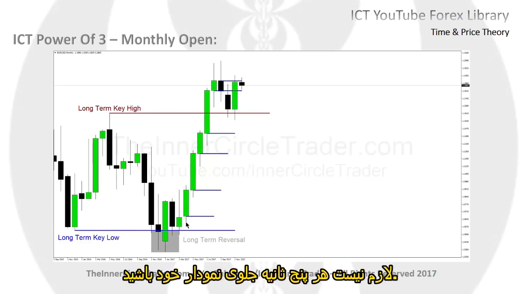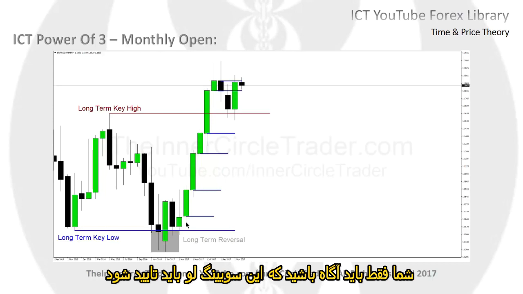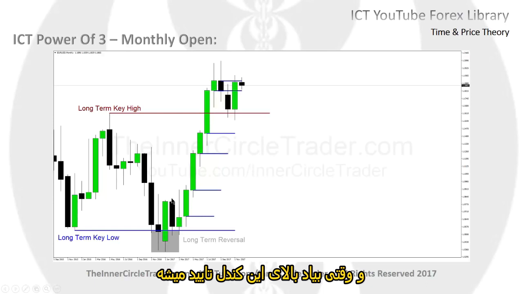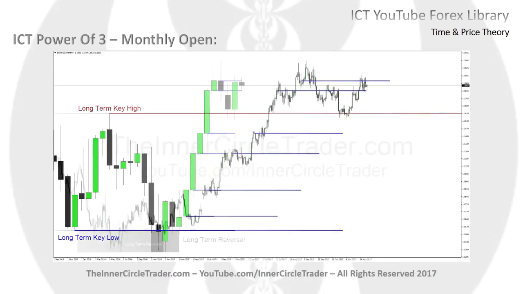You don't have to be in front of your charts every 5 seconds. In fact, you don't even have to probably watch it every day. You just have to be aware that this swing low has to be validated, and it does it here when it starts to trade above this candle's high. So with this information, let's take a closer look.